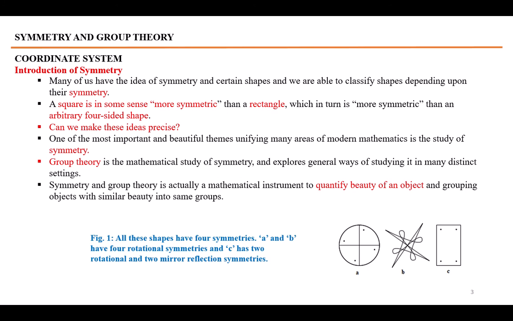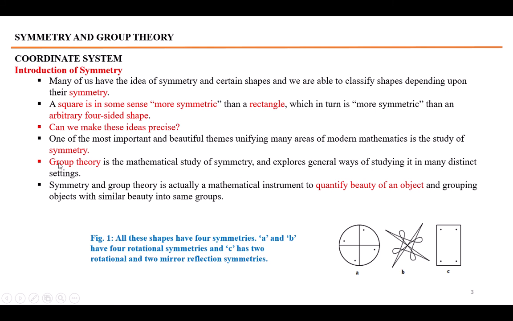A square is in some sense more symmetric than a rectangle, while a rectangle is taken to be more symmetric than an arbitrary four-sided diagram in which all the four sides are not equal. Can we make these ideas precise? One of the most important and beautiful themes unifying many areas of modern mathematics is the study of symmetry. In symmetry, we classify and quantify the beauty of objects, and it is one of the best topics of mathematics.